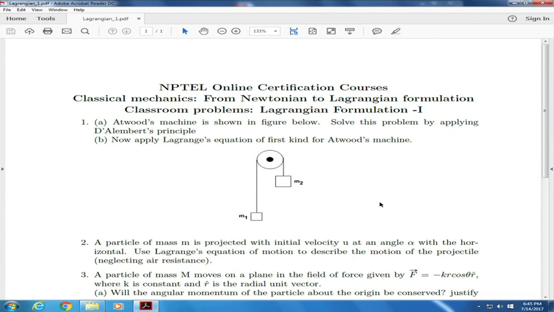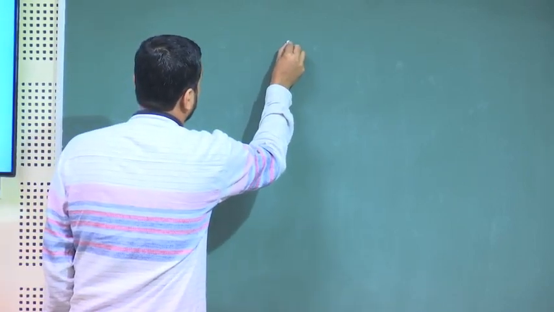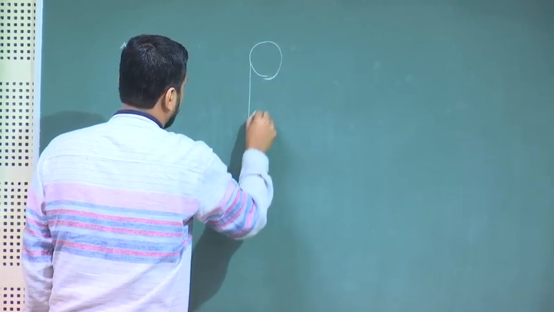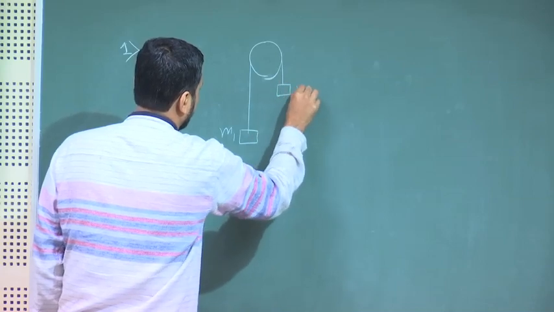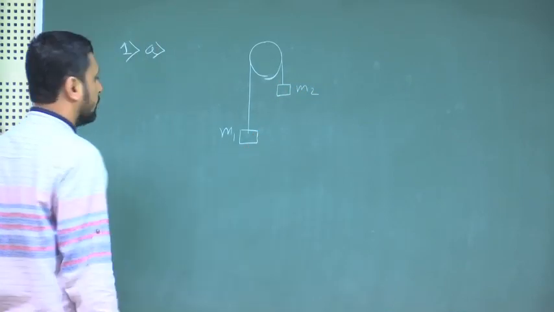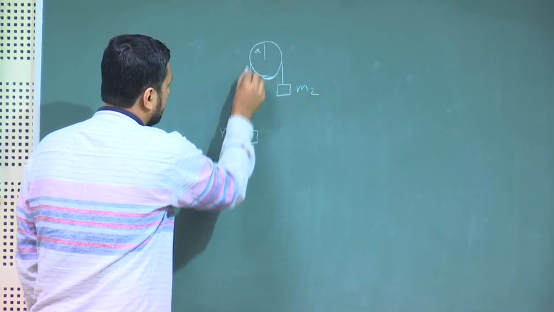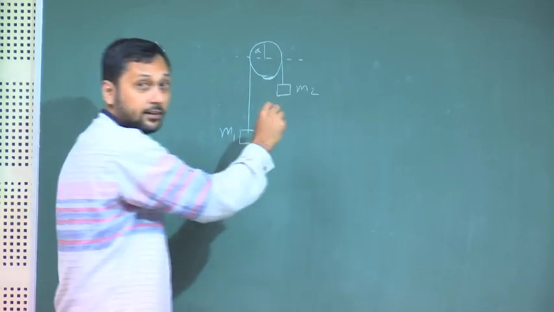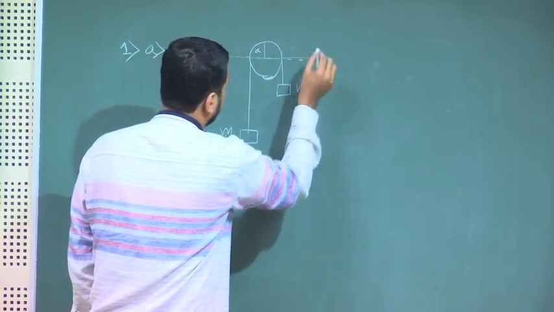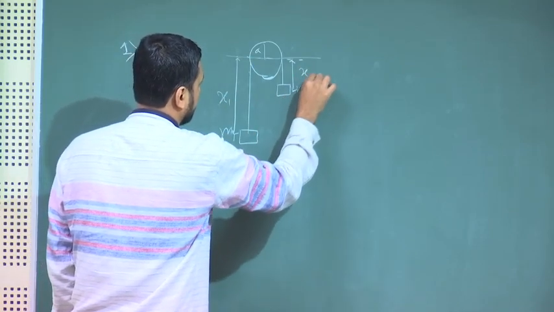Okay. So, the first problem, part A, we have the Atwood's machine, which has one mass m1 and the other mass m2. We can assume some radius a for this pulley. We take the center as a reference line, from where we measure all the heights. This is my displacement of the first mass, and this is the displacement of the second mass.